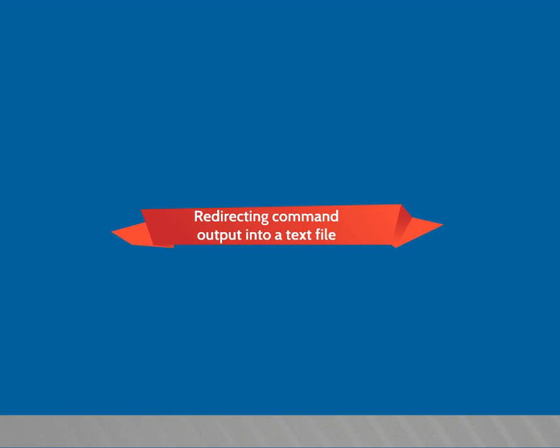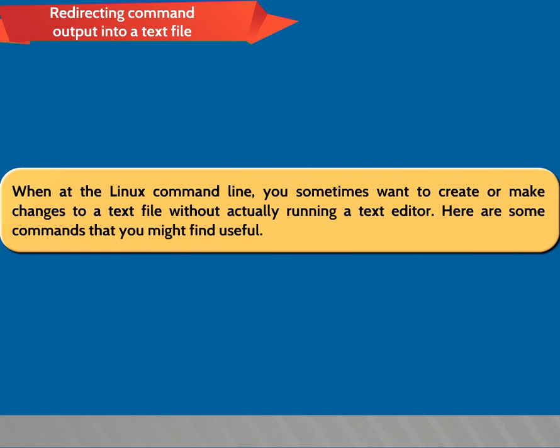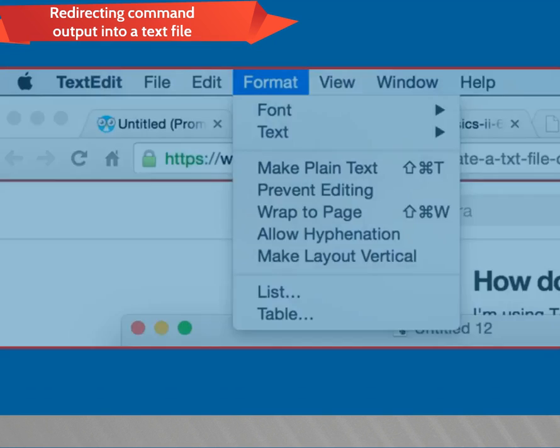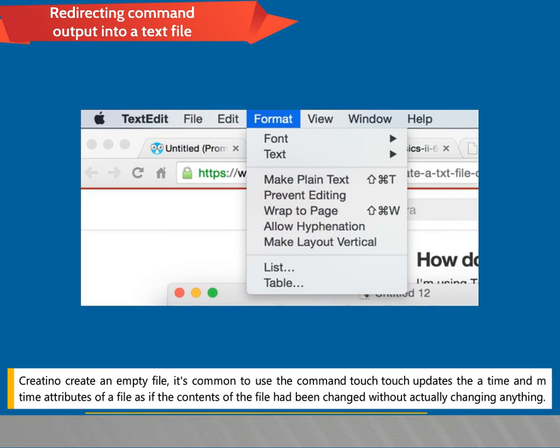Redirecting command output in a text file. When at the Linux command line, you sometimes want to create or make changes to a text file without actually running a text editor. Here are some commands that you might find useful. Create an empty file. It's common to use the command touch. Touch updates the A-time and M-time attributes of a file as if the contents of the file had been changed without actually changing anything.